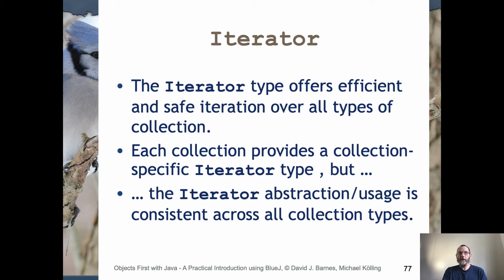The iterator type offers both efficient and safe iteration over all types of collection, be that array list, linked list, or one of the other collection types typically found in the java.util package. Each collection provides a collection-specific iterator type. The iterator type is interesting because each collection provides its own collection-specific implementation of that type. However, the iterator abstraction, or in other words, the way that we use an iterator object, is consistent across all collection types. So let's look at some basics of how we make use of an iterator when we want to iterate over a particular collection.